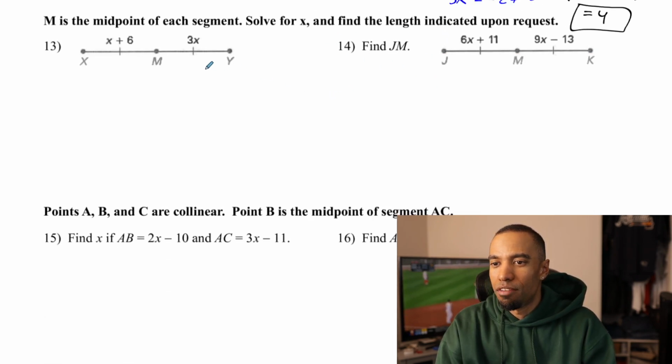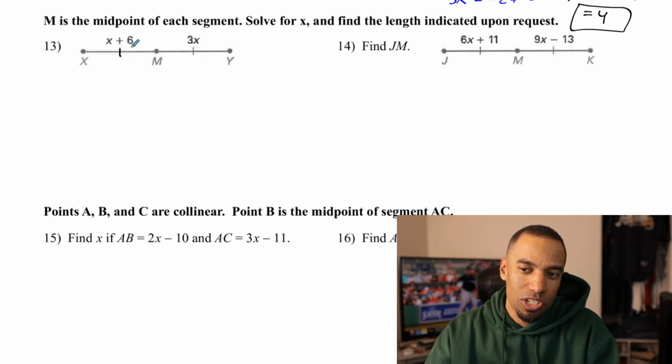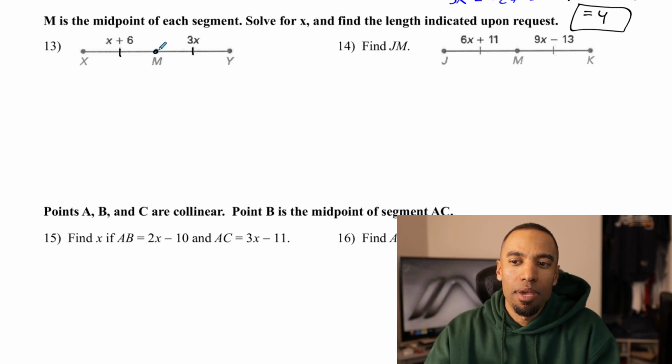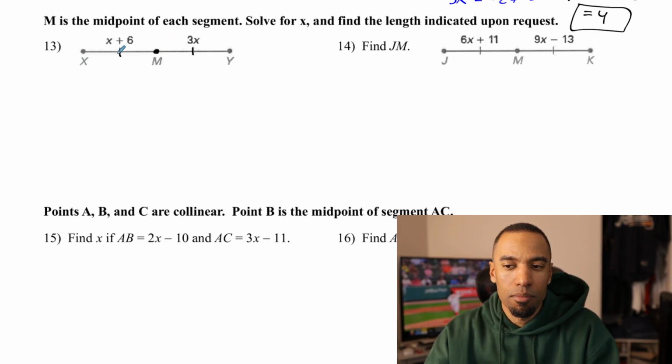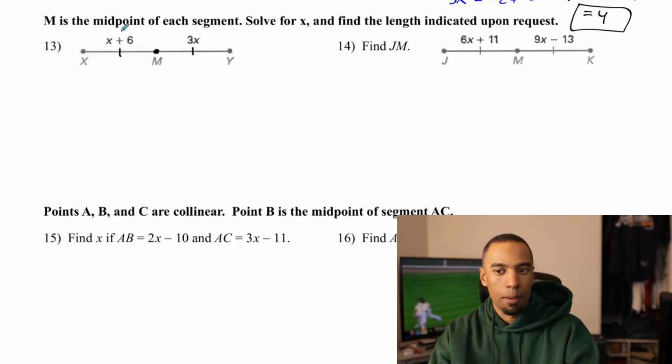M is the midpoint of each segment. Now, this one's drawn for you, and they even graciously show you the tick marks. A midpoint, you kind of know what it means on a graph, and it means the same thing here. It's half the distance between these two endpoints, which means these two segments are now congruent to each other. And that's how we're going to write equations this time.